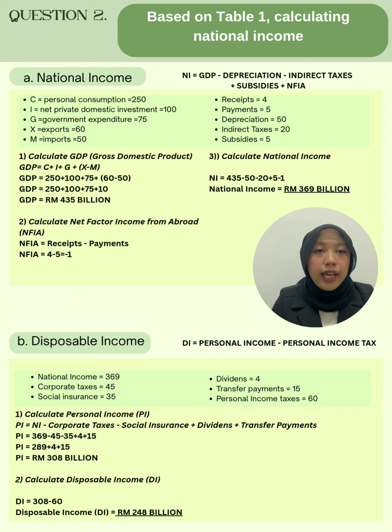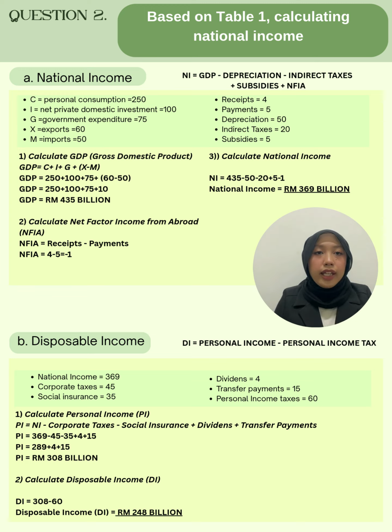From the table, the calculation is GDP equals RM250 billion plus RM100 billion plus RM75 billion plus, in bracket, RM60 billion minus RM50 billion. Therefore, the GDP is RM435 billion. Next, we will calculate the net factor income from abroad, NFIA, where the formula is NFIA equals receipt of factor income from the rest of the world minus payment of factor income to the rest of the world. Following the table, NFIA equals 4 minus 5 equals negative RM1 billion.